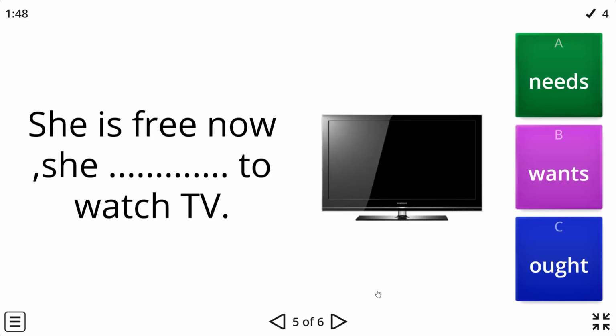She is free now. She needs, wants, ought. Wants. Very good.